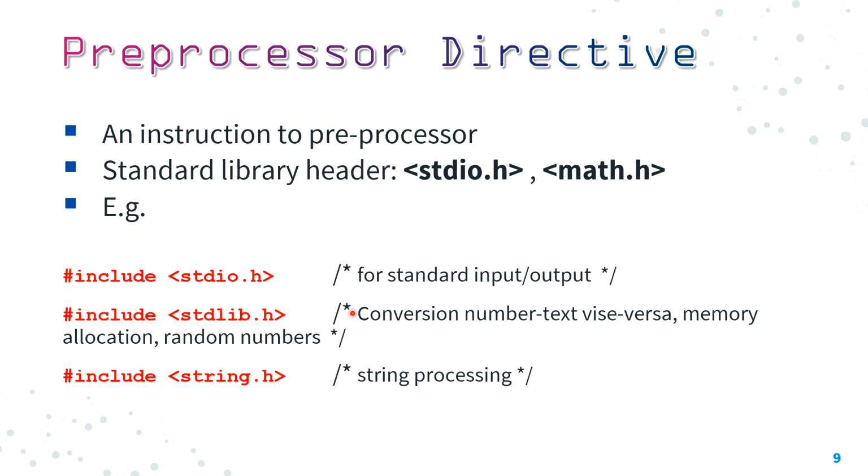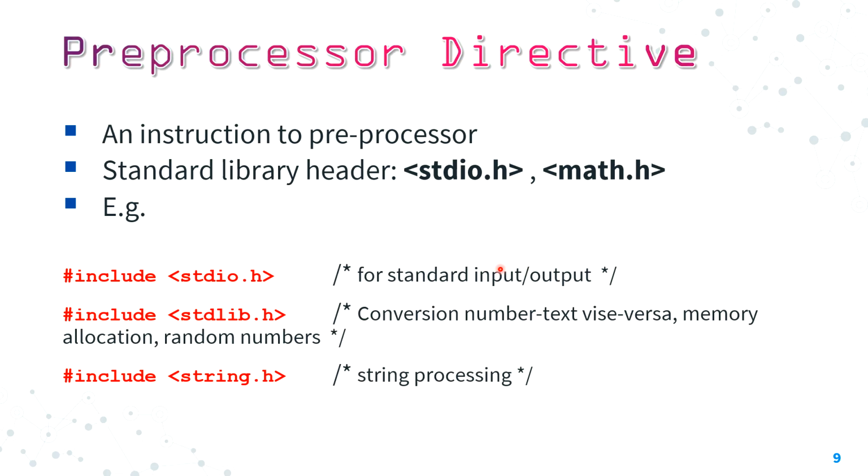Again, a preprocessor directive is an instruction given to the preprocessor before the actual compilation starts. Standard library header files provide built-in functions that programmers can use, such as stdio.h, which is for standard input and output. And then you have math.h, which is specific for mathematical functions.